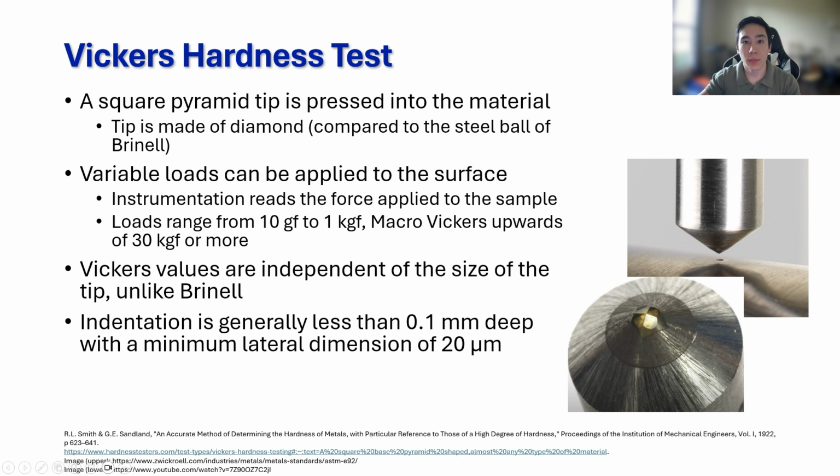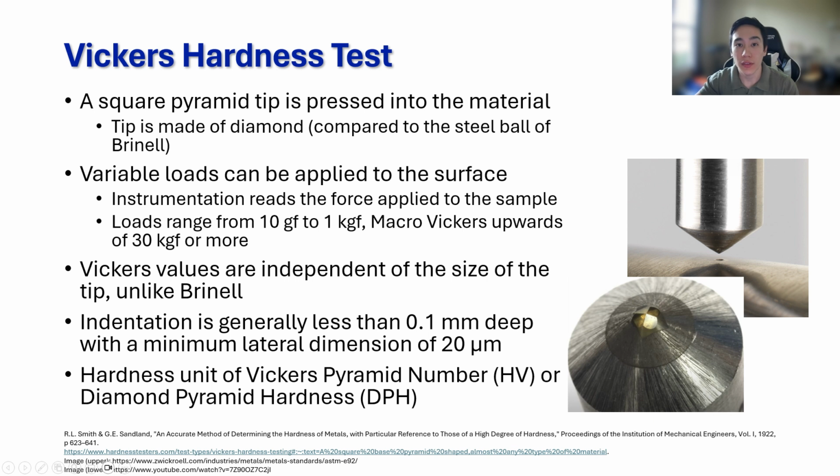The indents left in a material generally have a depth of 0.1 millimeters or less and need a lateral dimension of 20 microns to have confidence in the measured value. The final value from this test is usually represented as Vickers pyramid number, or HV, although it may be less commonly referred to as diamond pyramid hardness, or DPH.